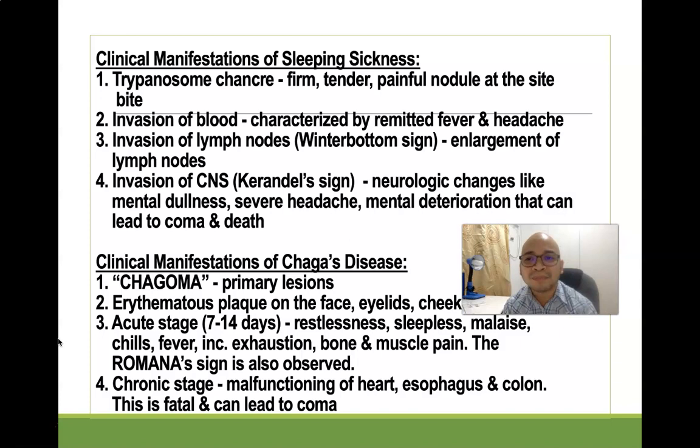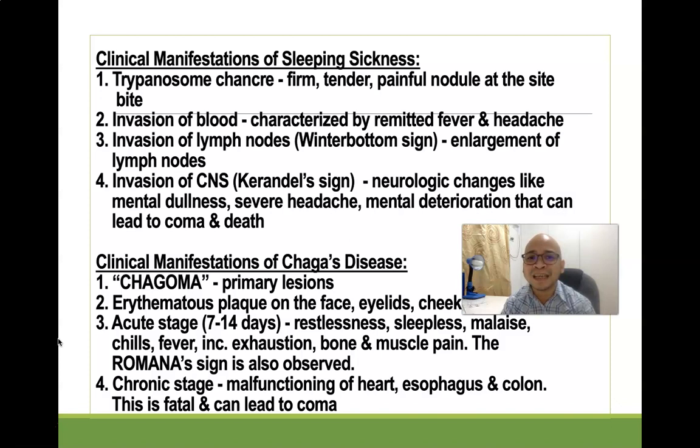Then, there is what you call the invasion of lymph nodes or the Winterbottom sign, which is characterized by the enlargement of the lymph nodes. Okay, lymphadenopathy. Then, there would be invasion of the CNS. This is now the Kerandel sign. So, once the CNS has already been affected, there would be neurologic changes like, for example, mental dullness, severe headache, mental deterioration that can lead to coma and death. Okay? Hence, the so-called sleeping sickness.